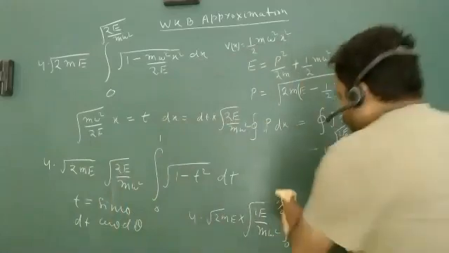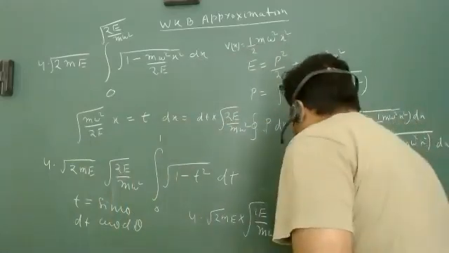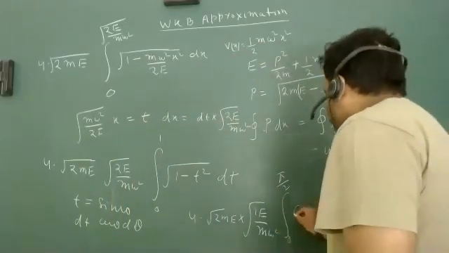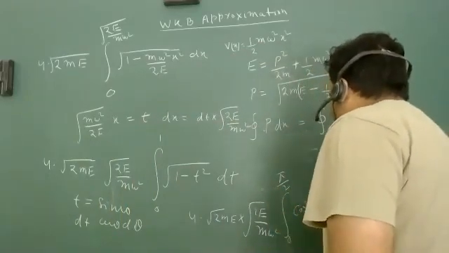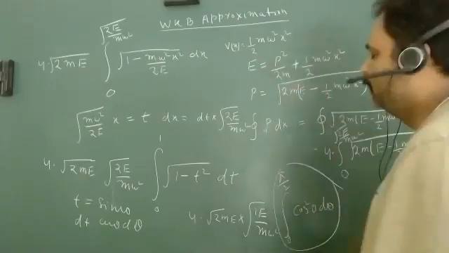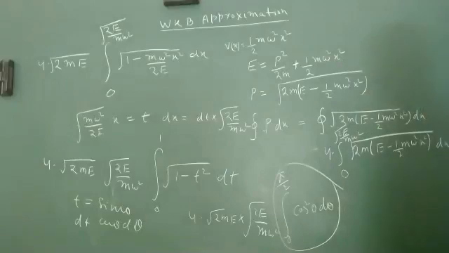So you will go for 0 to pi by 2, and what you will get is something with cos square theta d theta. What will be this integration? We have done this a lot of times. Can anybody tell me?